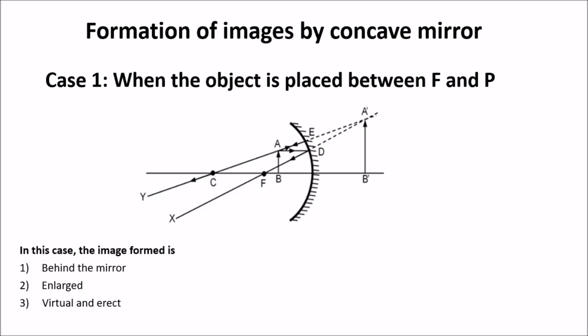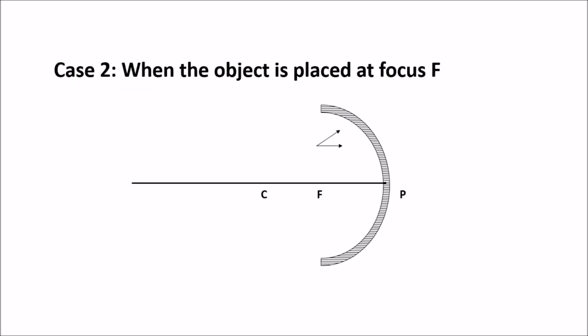When we talk about case 2, when the object is placed at focus. Again, as I told you, first thing you need to do is draw basics: draw concave mirror, pole, principal axis, do the proper measurements of pole to focus and focus to center of curvature. We'll keep the object at focus. You can see object is kept at focus. We will use two rules again. Rule 1, a ray which is parallel to the principal axis after reflection passes through focus.